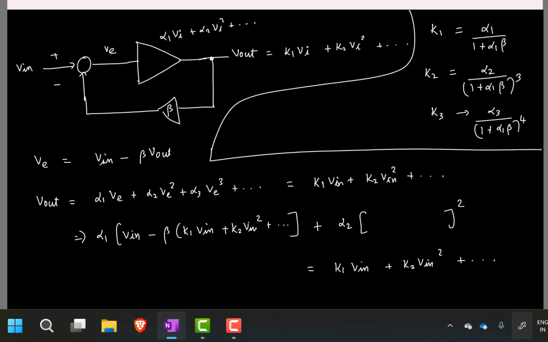So what I find is my nonlinear terms seem to be scaled by 1 plus alpha 1 beta, right? And what is alpha 1 beta? It's the loop gain. So it looks like if I have a large linear loop gain, my nonlinearity is also reducing.